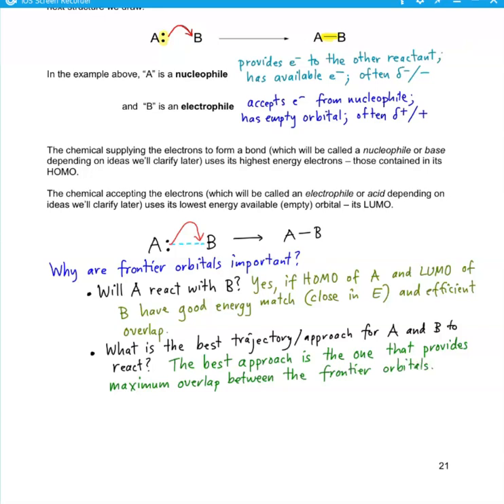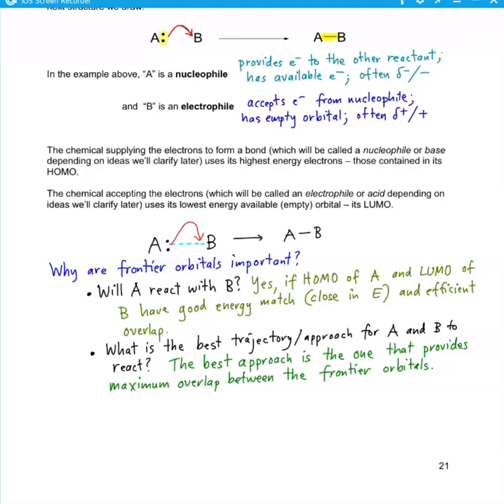Now, are we going to look at these things every single time we talk about a reaction? No, not necessarily. But a lot of the reactions that we're going to be studying have particular outcomes that can be rationalized or understood if we understand some things about the orbitals involved. So these are two of the main questions that people ask and use frontier orbitals to answer.